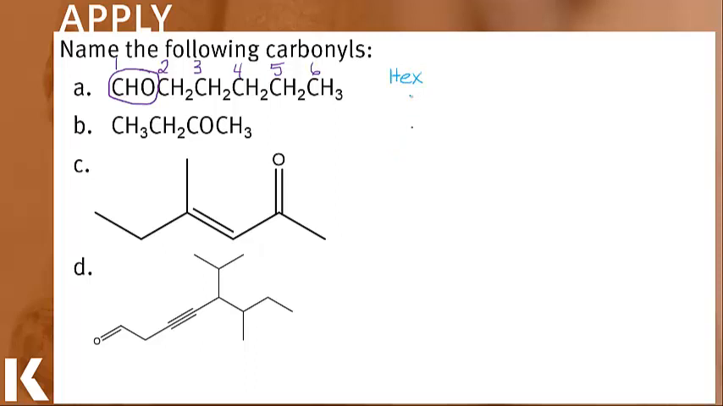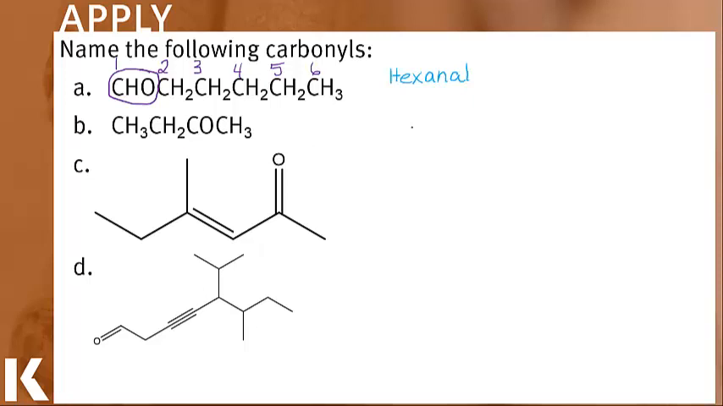Now, when I look at this, all the internal carbons have 2 hydrogens on them. So this means that this is a hexane. So I'm going to put an AN. And because that carbonyl carbon is carbon number 1 in the chain, I know that it is terminal. I know that this is an aldehyde. So I'm going to end this with AL. This is hexanal.